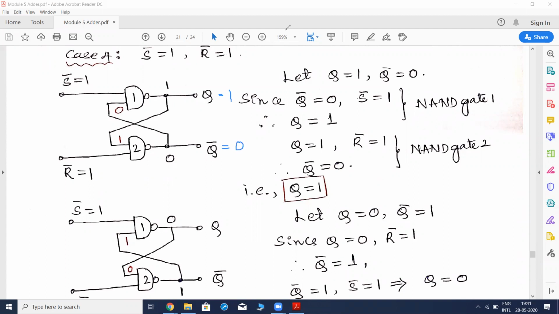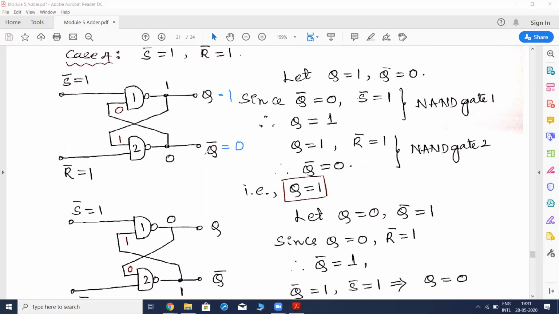Here we have given the input as S bar equal to 1 and R bar equal to 1. Both the inputs are 1. We can't start the analysis because both are 1, 1. According to the NAND gate, we need to start the analysis from 0, is it not? So this is the no change condition that we are going to get. Since we are getting this no change, we have to assume Q and Q bar. So let us first assume Q is equal to 1. So obviously Q bar will be 0.